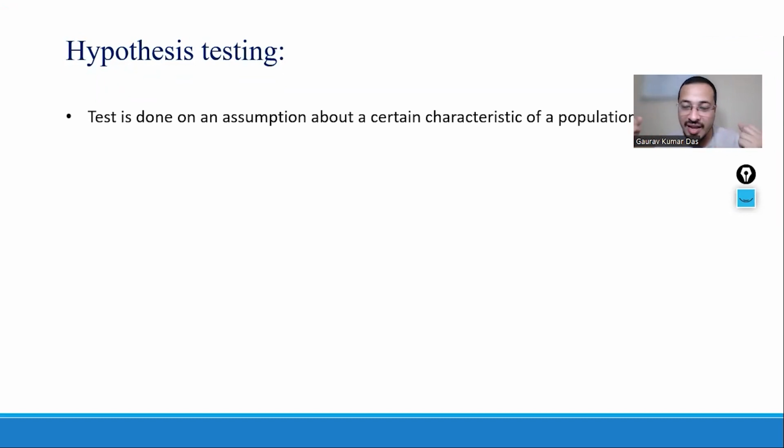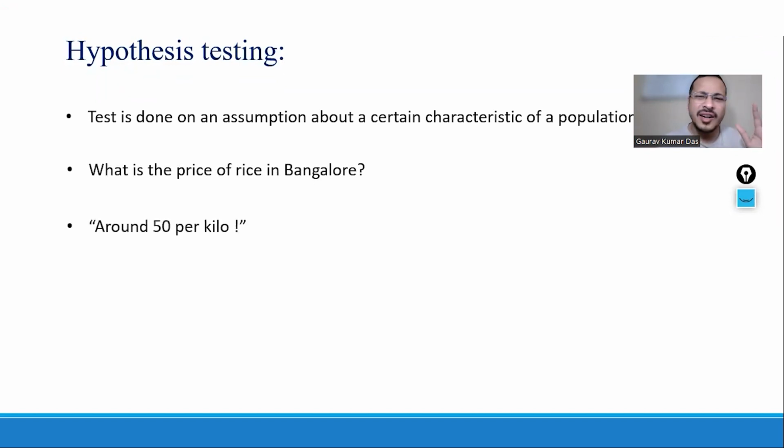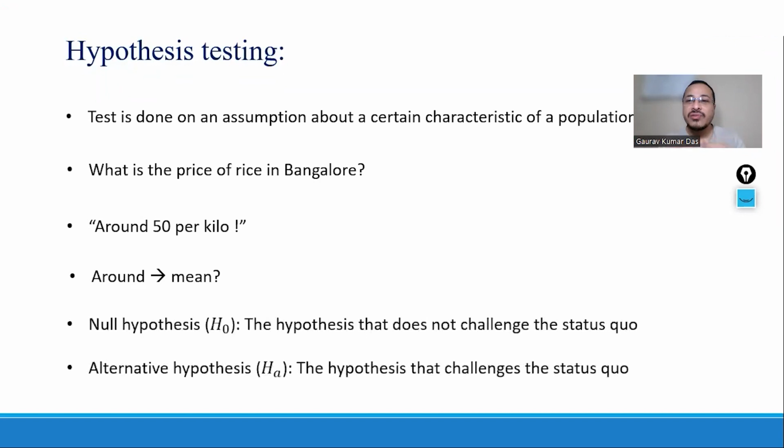So we have derived, say, a characteristic from a sample, and that's an assumption because we are dealing with a sample, and the test is done on that particular assumption which we have created. To give you an example, what is the price of rice in Bangalore? We say it will be around 50 rupees per kilo, okay? And around means what? You're taking the average value by going to say 100 shops. That is where we have to do the test.